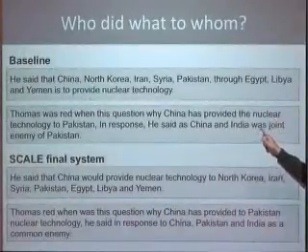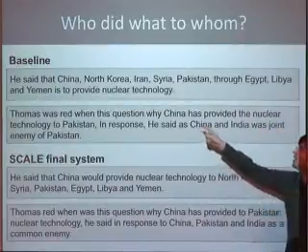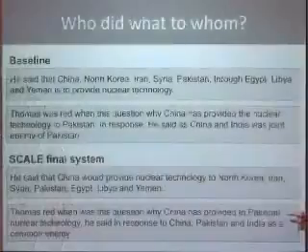And in this example, our baseline system is getting the relation wrong. So when asked why China was going to provide the nuclear technology, he said that China and India were the joint enemies of Pakistan. But that's not right. It should be China and Pakistan are the joint enemies of India, is the sentiment that was supposed to be expressed. And we don't get it exactly right, but at least we don't get it exactly wrong, like in our baseline system.